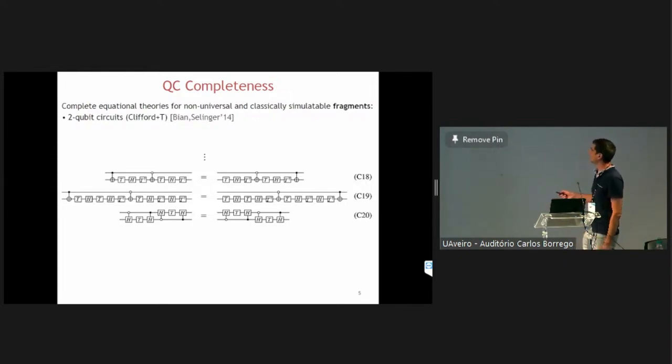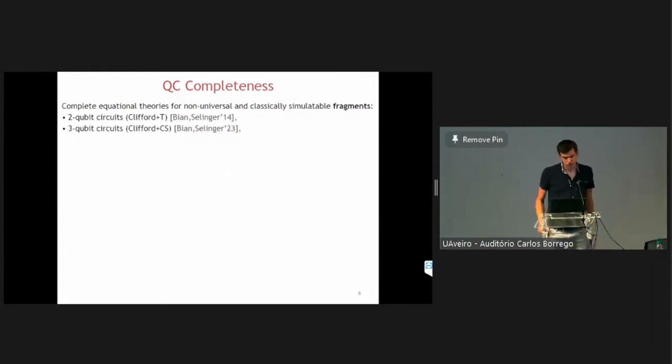And they prove that if you take two circuits acting on two qubits, then you can transform one into the other using these equations. So it's complete for two-qubit circuits. But if your circuit has more than two qubits, we don't have completeness with this result. At QPL this year, which means last week, the same authors presented an extension of this, which works for quantum circuits on three qubits with a slightly different set of generators, Clifford plus control S.